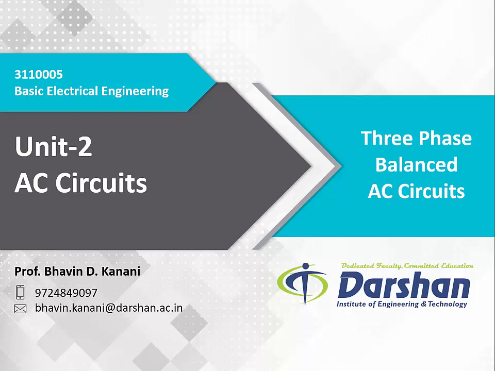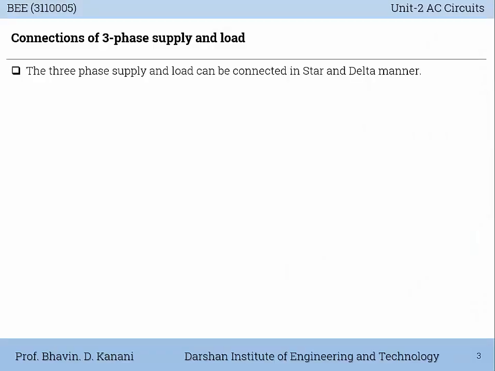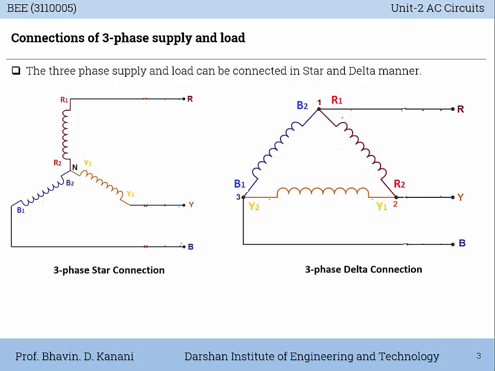Namaskar friends. In this video, we will learn the subject Basic Electrical Engineering, Unit number 2, AC Circuits. The major topic is 3-phase balanced AC circuits. In previous video, we learned about the different connections of 3-phase supply and load in star and delta manner like this diagram.